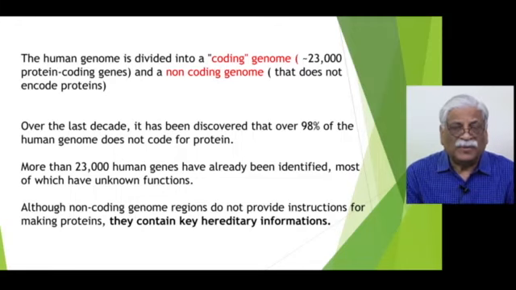Well, as I told you, the genome is basically divided into coding genome and non-coding genome. Coding genome are basically those genes. About 23,000 genes are identified in the coding region, and they are all synthesizing proteins. And non-coding genome, I already told you, does not produce proteins. Over the last decade, it was discovered that about 98% of the human genome does not code for protein. So this all comes under the non-coding genome region in the DNA.